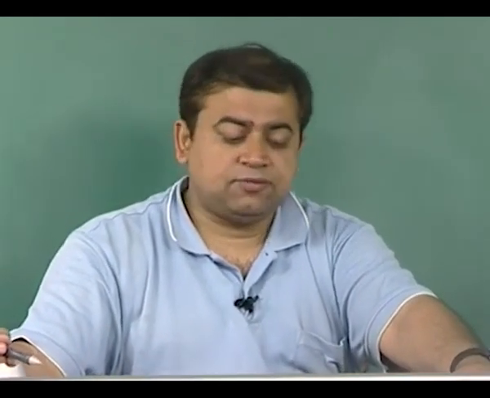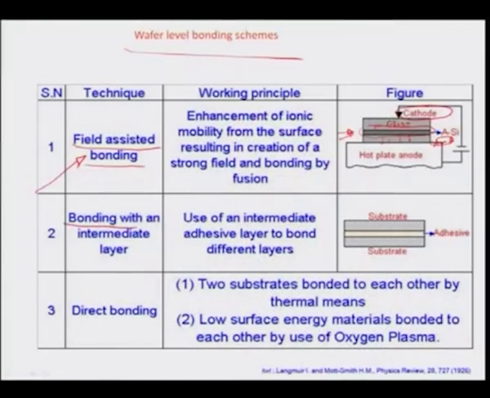and that is what is known as field assisted bonding or anodic bonding. The other form of bonding which is used mostly in microelectronics and even MEMS is using an intermediate layer between the two wafers. For example, in this case, let us say you have these two substrates to be bonded and you are using an intermediate adhesive layer to bond both the substrates.